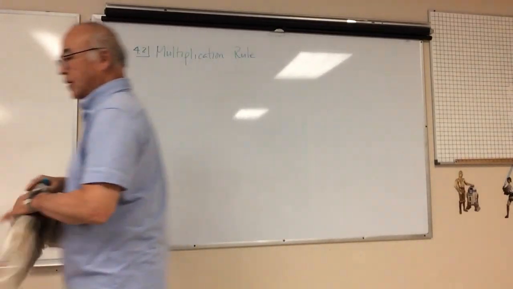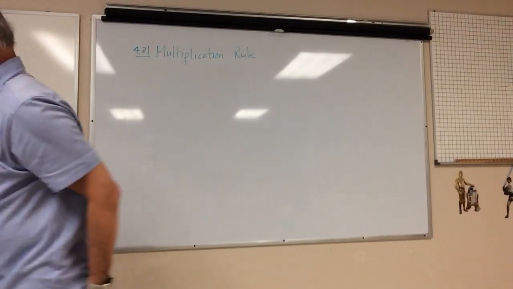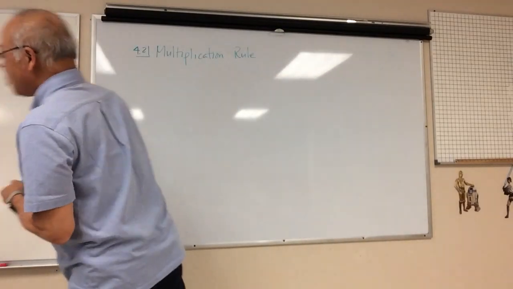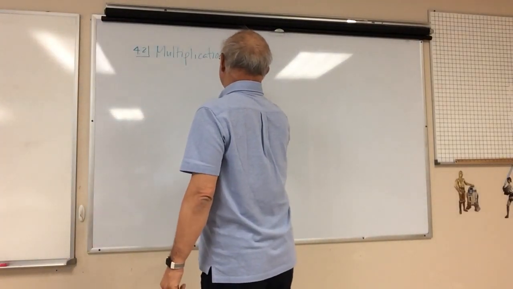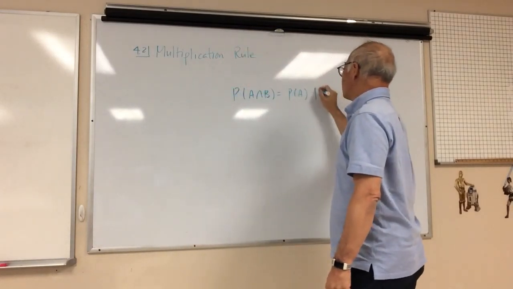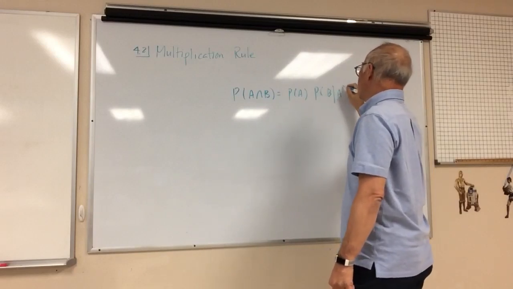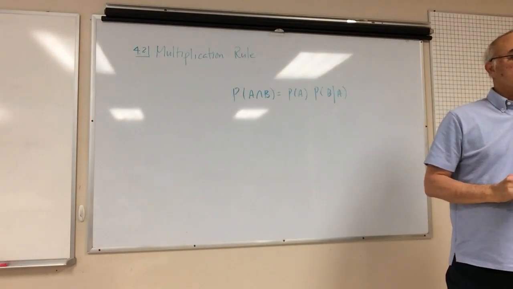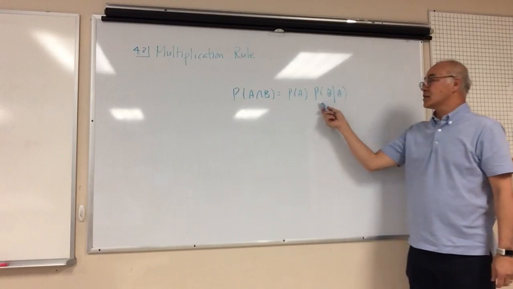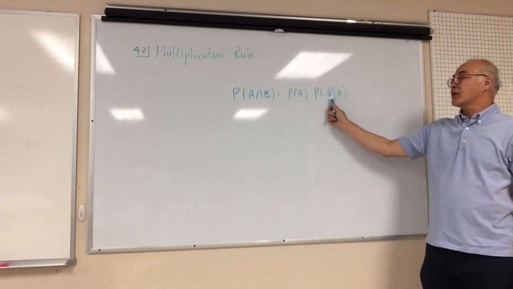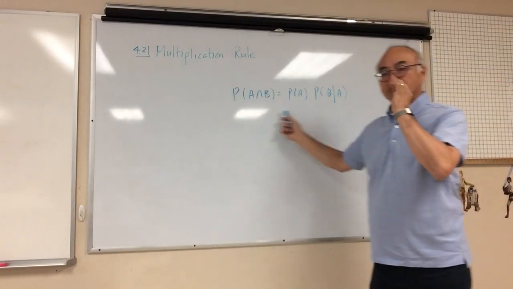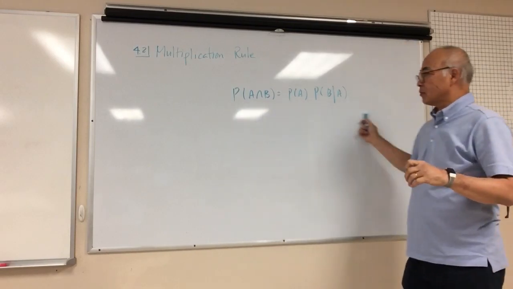Today we're going to talk about the multiplication rule. If you look at the multiplication rule, the bottom of page 150 shows you P(A and B) is P(A) times P(B), given A has already occurred. Okay, this is how you read this. This is a conditional probability. It is the probability that B will occur given that A has already occurred. So this is the multiplication rule.